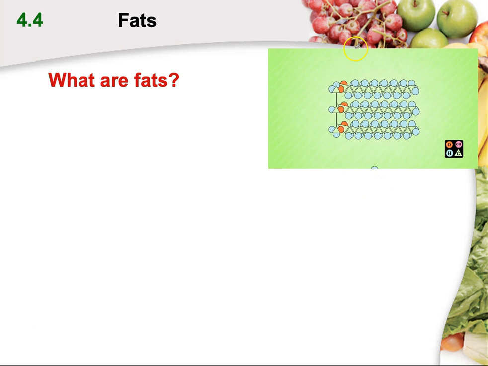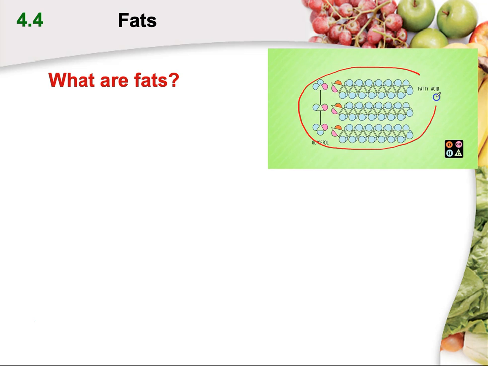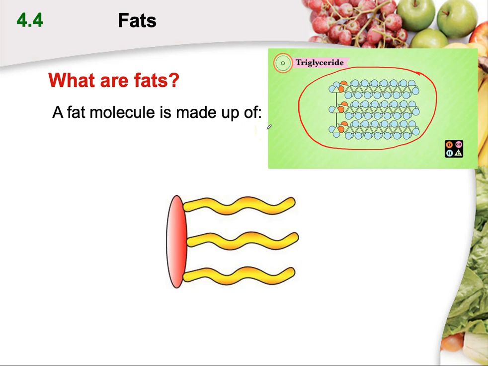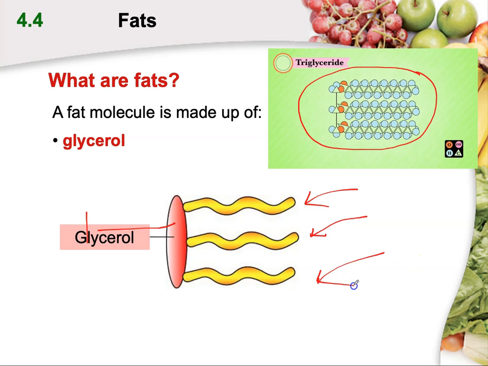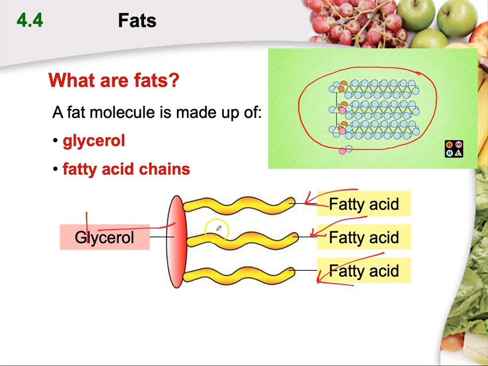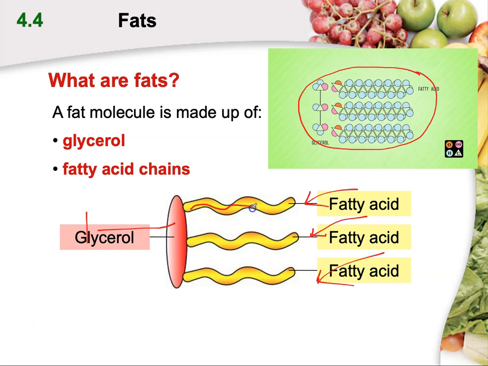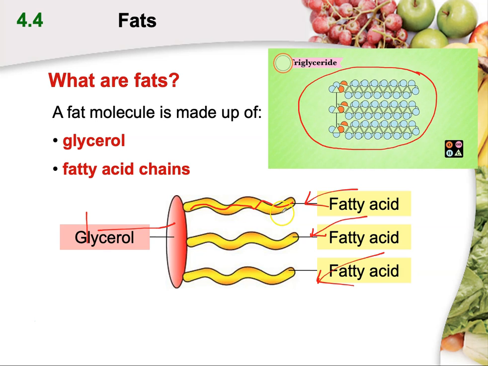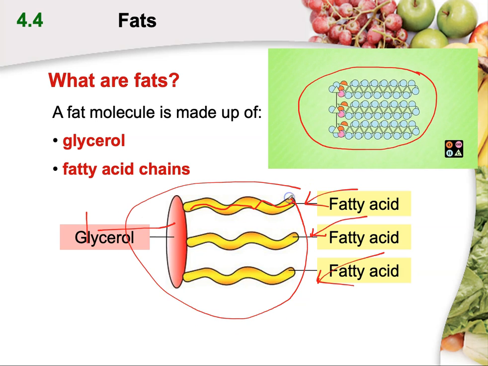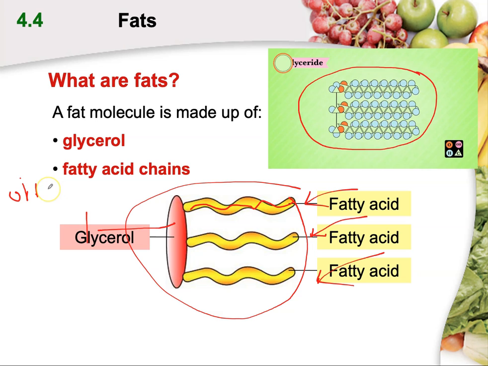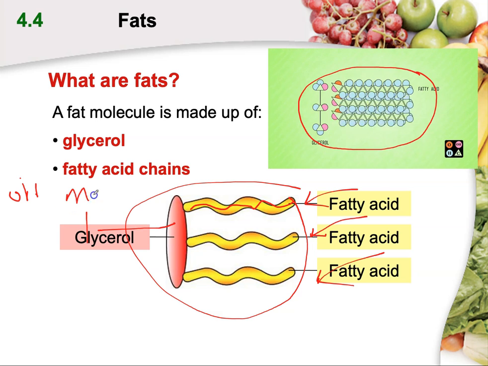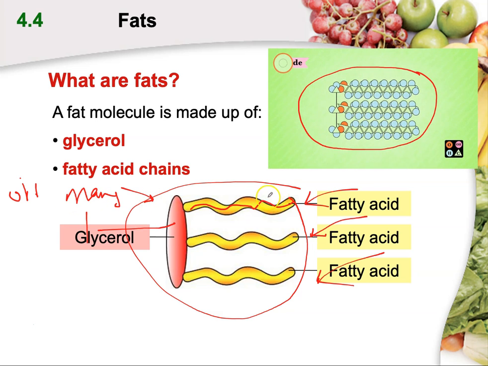Now if you look at this animation here, it shows you what a fat molecule is made up of. You can see that your fat molecule is made up of one glycerol molecule, and 1, 2, 3 of these, which are known as your fatty acid chains. Why do we consider them as chains? Because they are very, very long, just like a necklace chain. So this is one fat molecule. Inside your cooking oil, you have many droplets of fat, and every single droplet of fat is made up of many fat molecules.